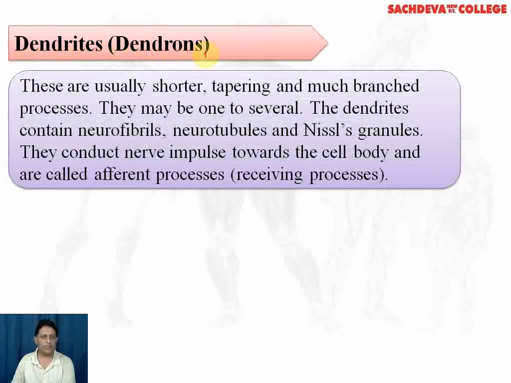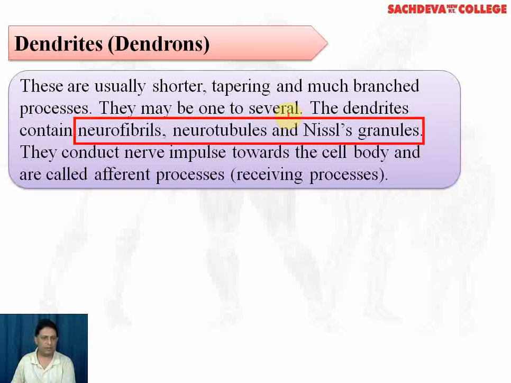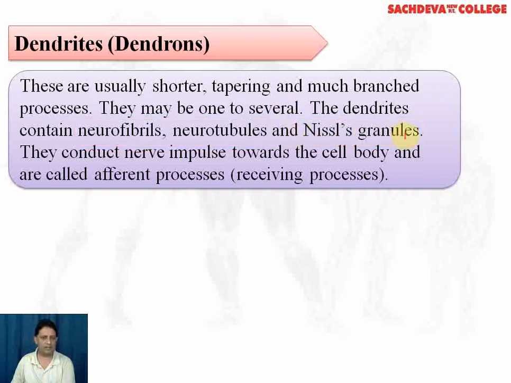The second component are the dendrites. These are usually short, tapering, and much branched processes. These are finger-like structures. They may be one to several, depending upon the type of neuron. The dendrites contain neurofibrils, neurotubules, and Nissl granules. The dendrites conduct nerve impulses towards the cell body. Therefore, they are called afferent processes.